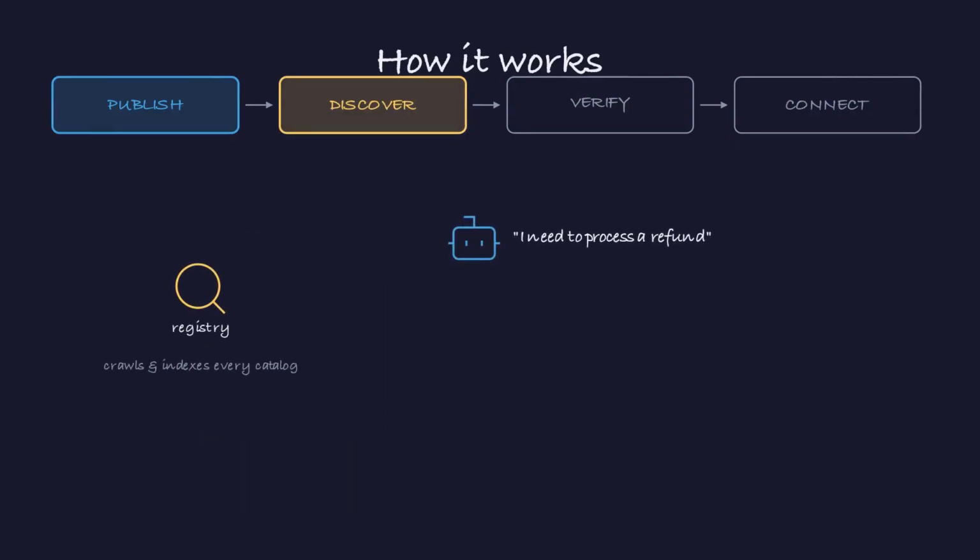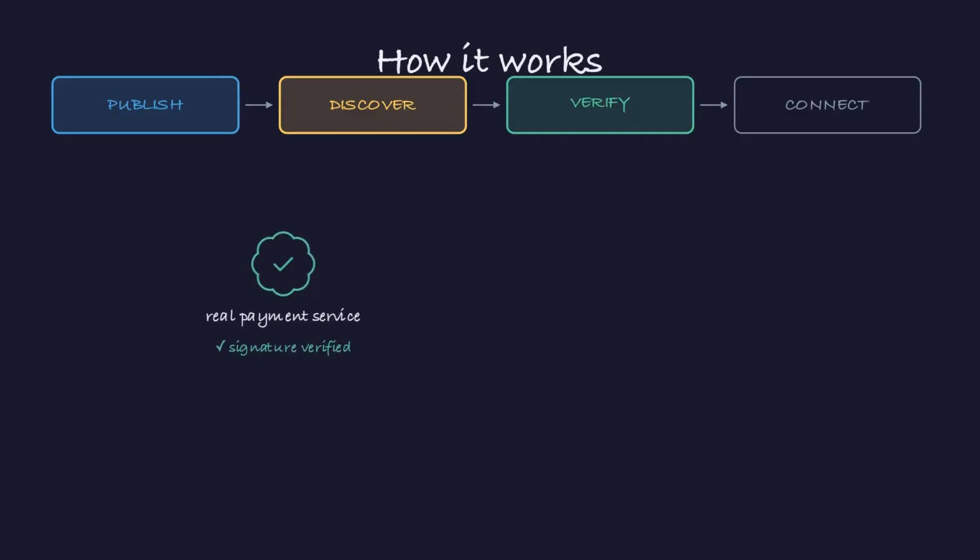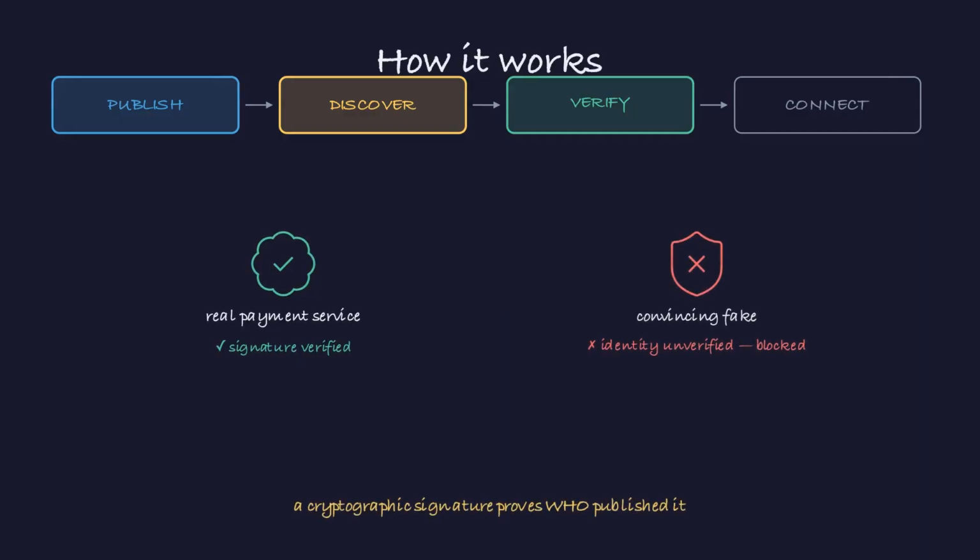Step 2. Discover. Search engines called registries crawl the web and index all those catalogs, just like Google indexes pages. Now an agent doesn't need a pre-installed tool. It just asks the registry in plain language, "I need to process a refund," and gets back a ranked list at runtime. Step 3. Verify. And this one's crucial. Before connecting, the agent checks a cryptographic signature on the catalog, proof of who actually published it. That's what separates the real payment service from a convincing fake.